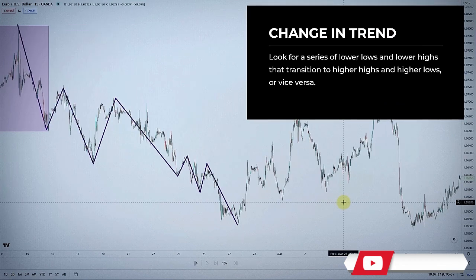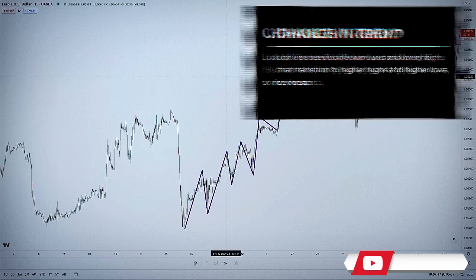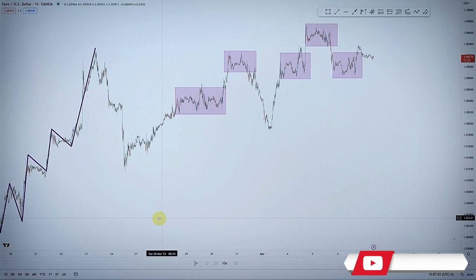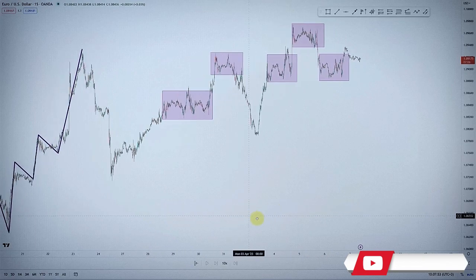To identify a change in trend, look for a series of lower lows and lower highs that transition to higher highs and higher lows, or vice versa. It sounds basic, but understanding market structure is essential to any successful day trading activity.